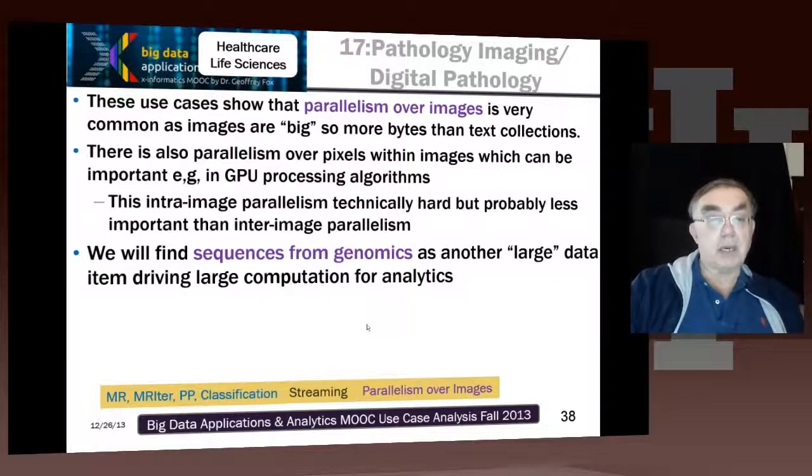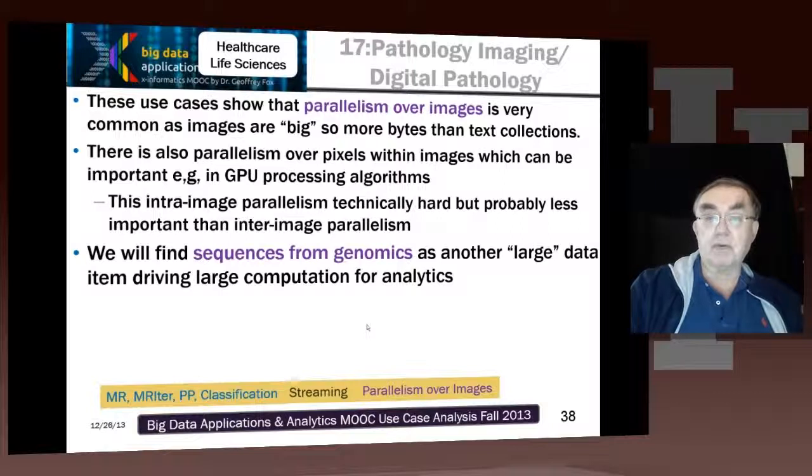As I point out here, parallelism over images is a critical big data case, and that's important just because images are bigger than text. When you have lots of pixels, the data is bigger, and there are sophisticated algorithms which take a lot of computing, whereas text is much smaller in size. So images are big. That's why they're important in big data.